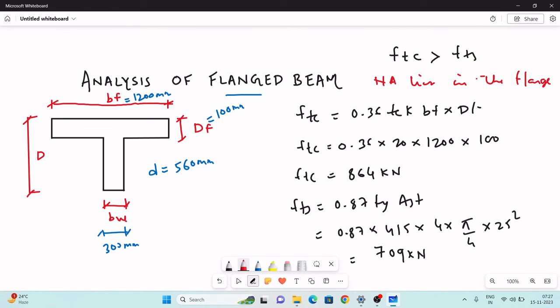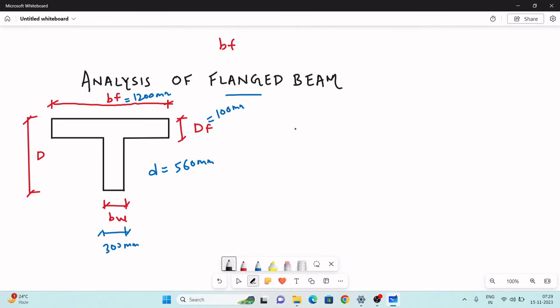We need to find the moment capacity, and since the neutral axis lies in the flange, the flange beam will be considered as a rectangular beam of size BF into capital D. We got to know that the depth of neutral axis lies in the flange. Now we need to find the depth of the neutral axis. What is the depth of the neutral axis? And now we can use the formula, as of now we know that it lies in the flange.